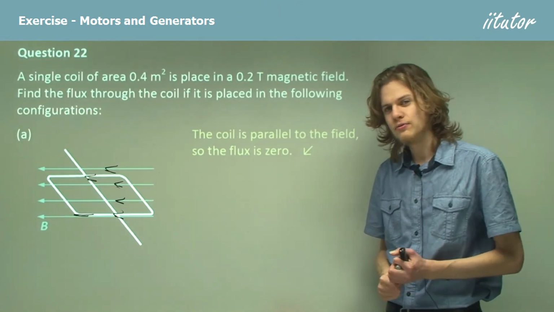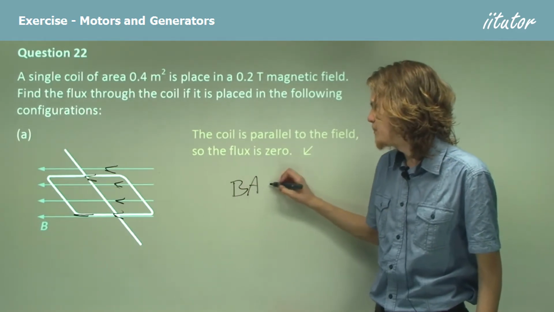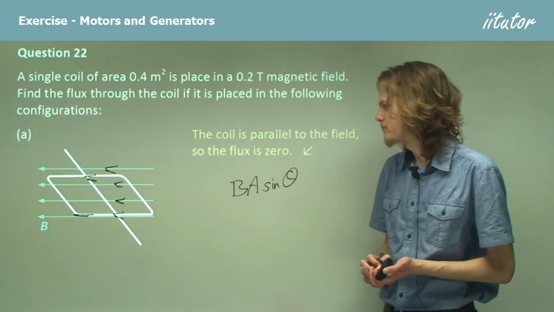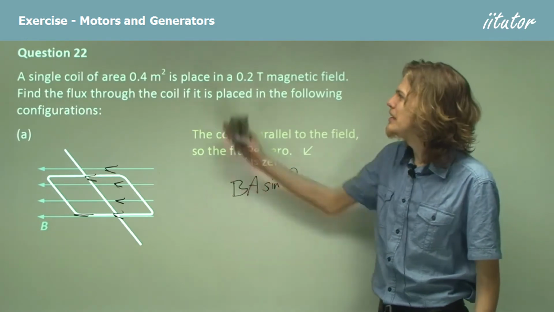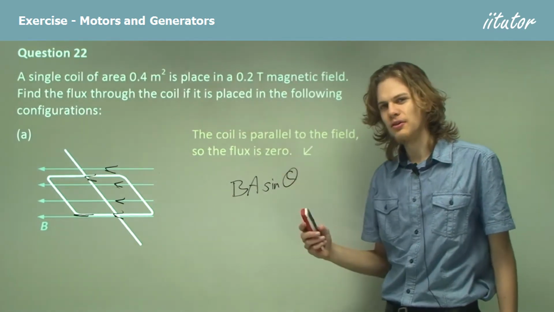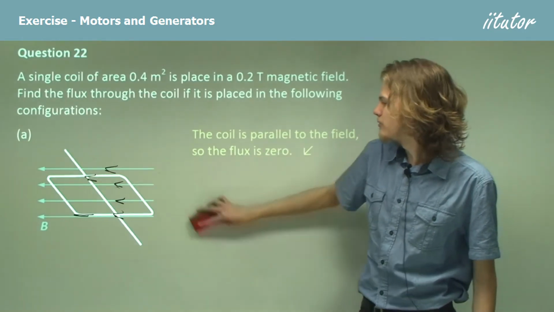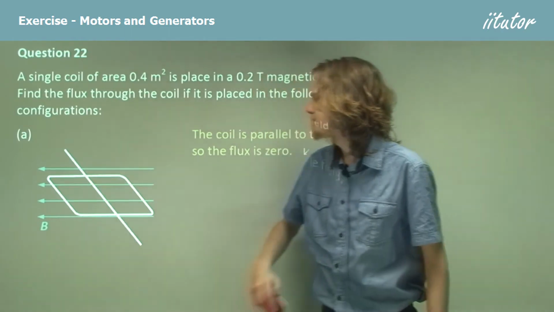Remember that the equation for flux is simply B A sine theta. So in this, we haven't actually used the area or the magnetic field strength yet. So those, of course, must be part of sections B and C of this question.